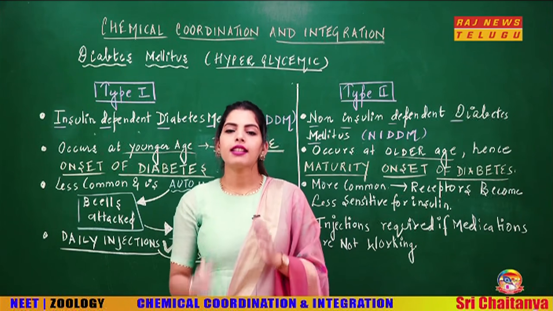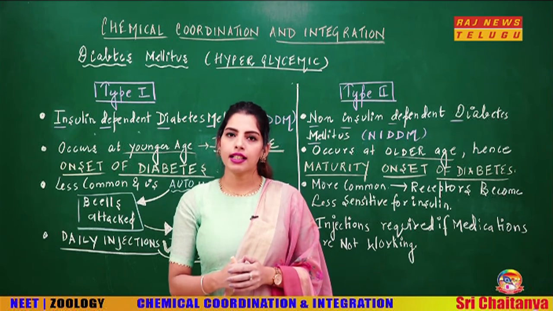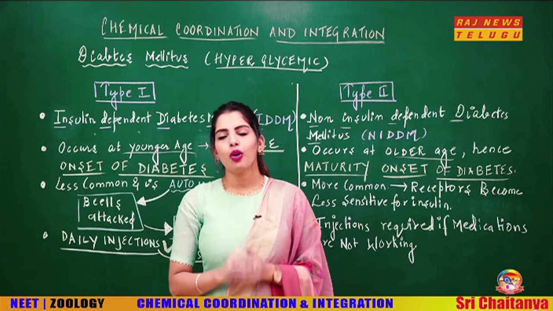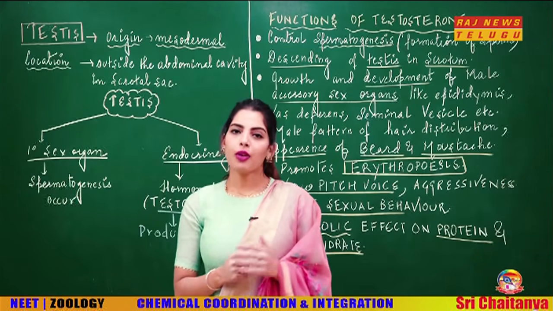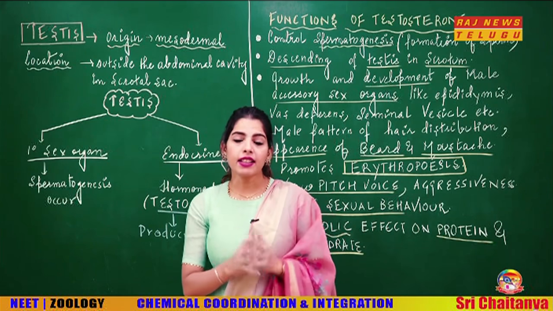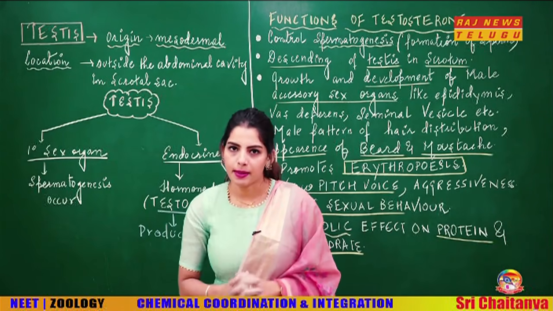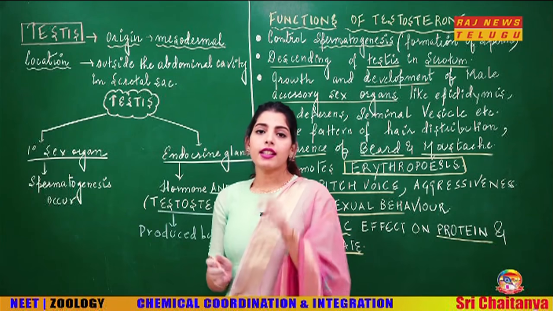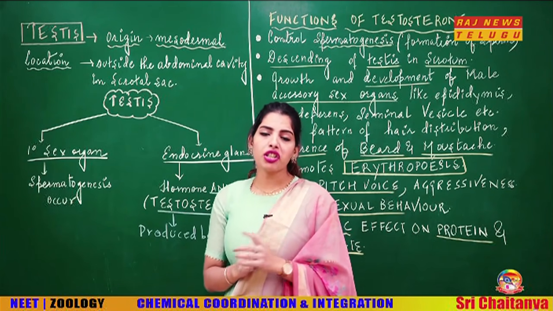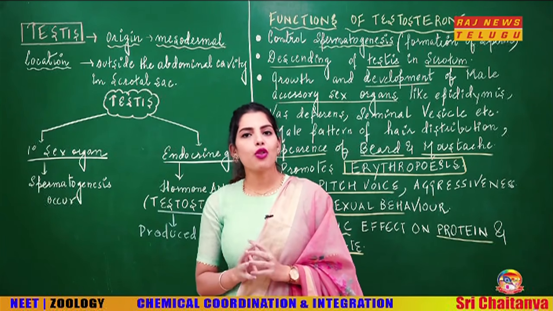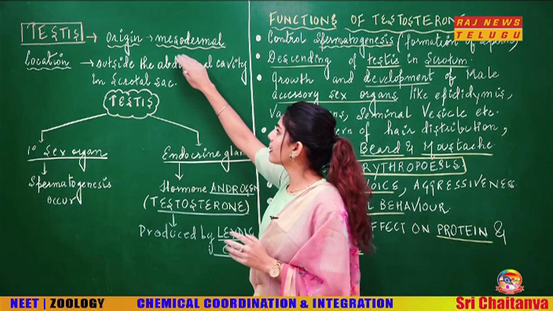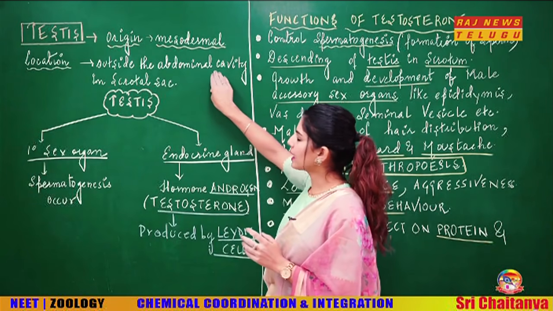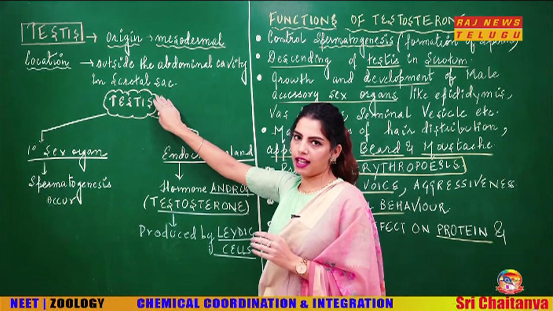In the next part, we are going to discuss the next gland, which is the testis. Now let us start with the testis. Talking about the location of the testis, the testis is located in males outside the abdominal cavity in the scrotal sac.